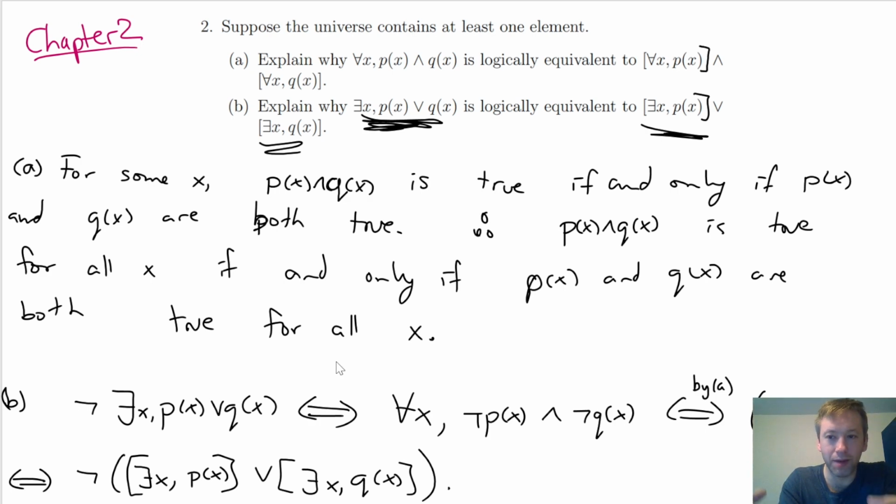So you could say this in words like we did for part A, or you can just use part A and De Morgan and basic rules of negation to get part B. Okay, so see you in the next video if there is one.